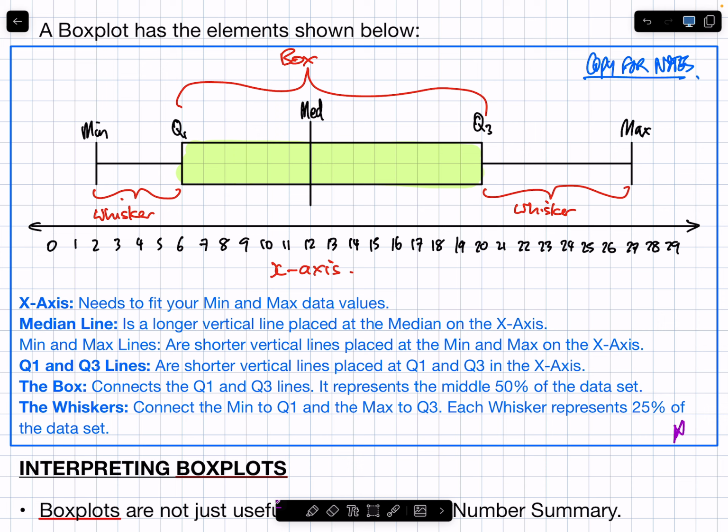So just get this little blue box down to give you an idea of what a box plot is, or a box and whisker plot. Do you need something to write with?